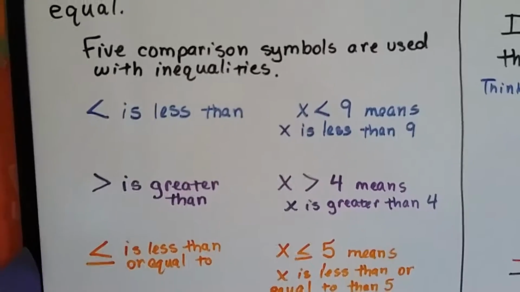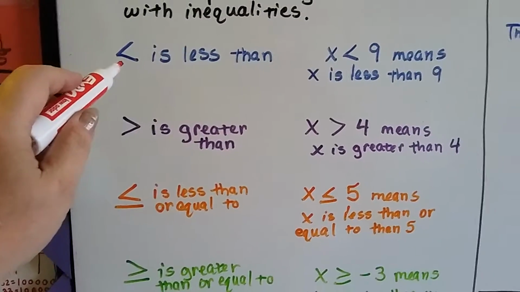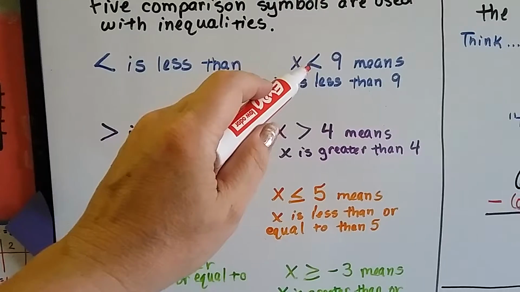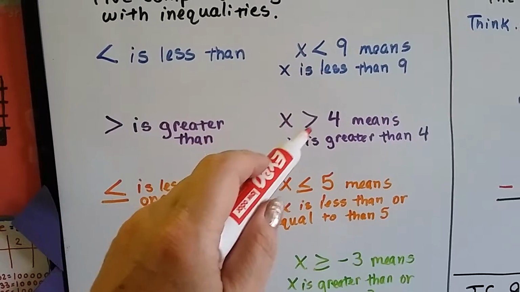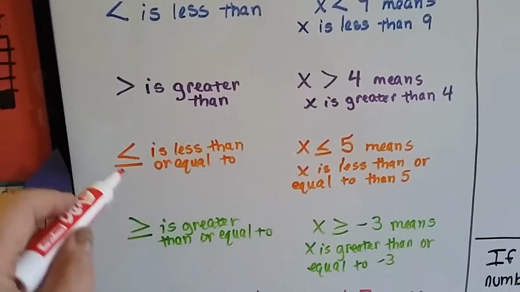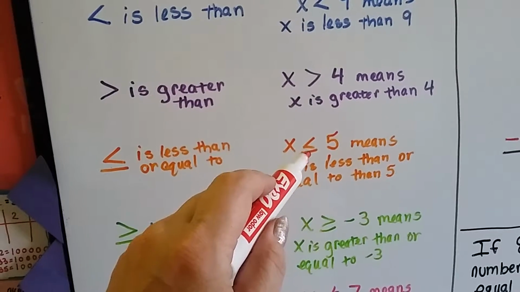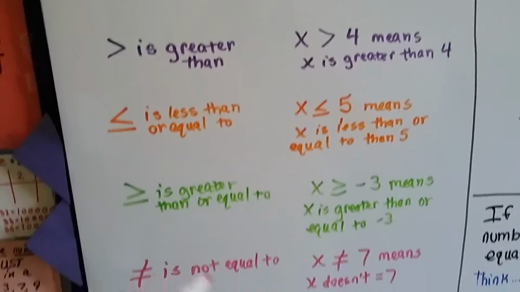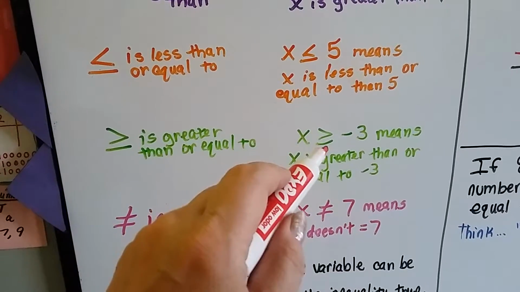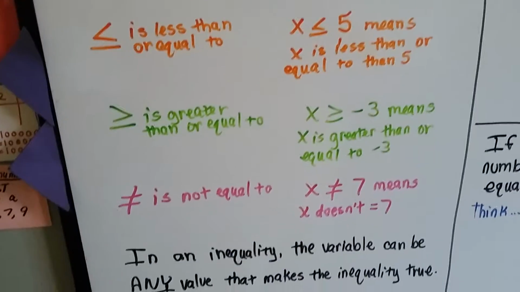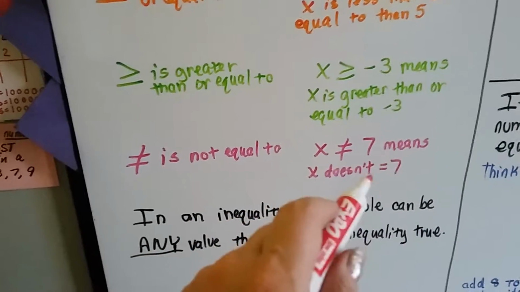And there are 5 comparison symbols that are used with inequalities. This means is less than. So x is less than 9. This means greater than. X is greater than 4. This means is less than or equal to. X is less than or equal to 5. Greater than or equal to. X is greater than or equal to -3. This means is not equal to. X is not equal to 7.